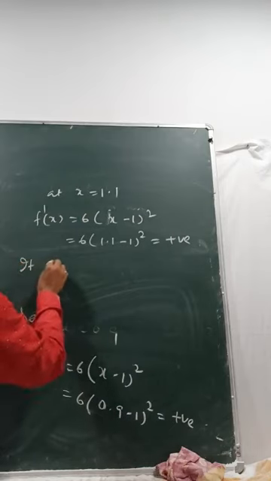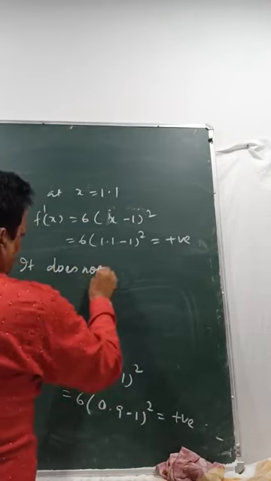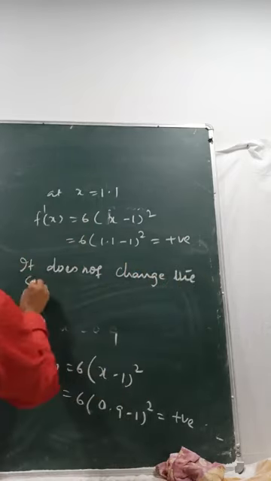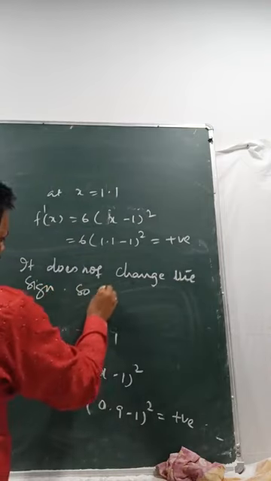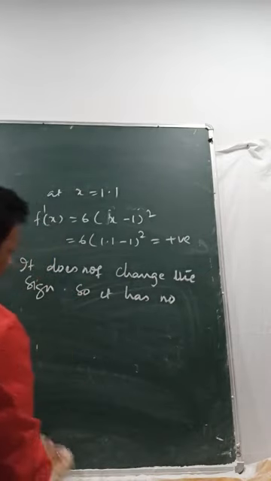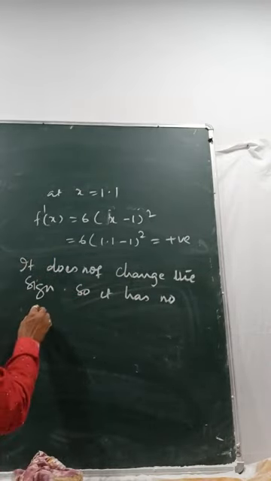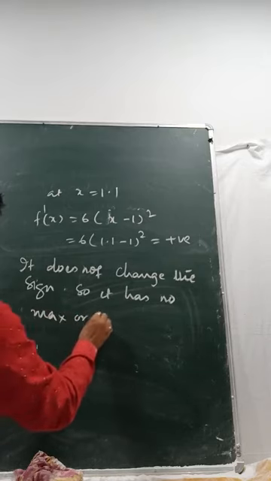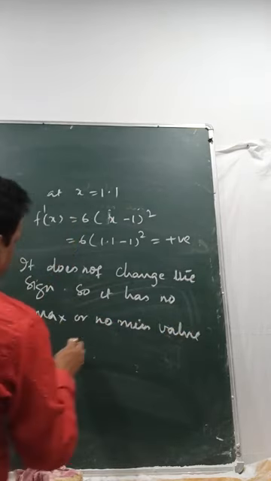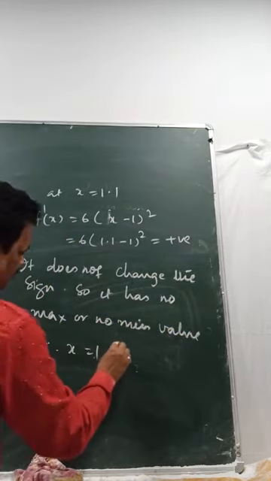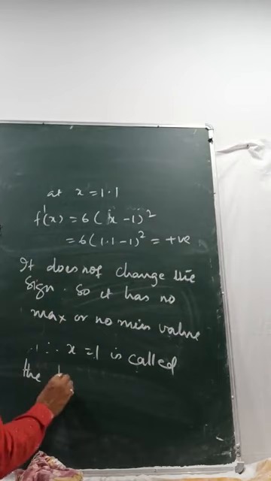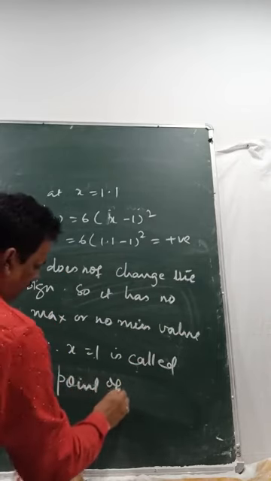So if it doesn't change the sign, so it is no maximum or no minimum value. So therefore x equal to 1 is called the point of inflection.